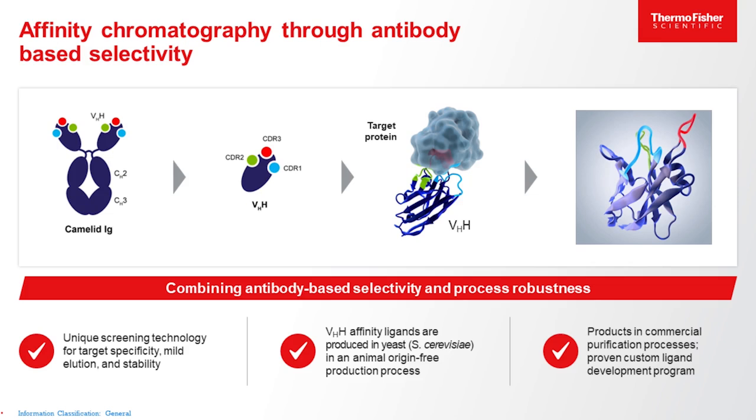So just to talk to you a bit about our CaptureSelect technology, it is based on the VHH domain. So VHH is that small domain shown on the image, originated from the antibodies of camels. It is only 15 kilodaltons, but it retains the specificity for the antigen. So we at Thermo can create big libraries of these molecules, and then we can screen it to select the best candidates for an affinity resin and target and screen it for target specificity, mild elution, and also stability.